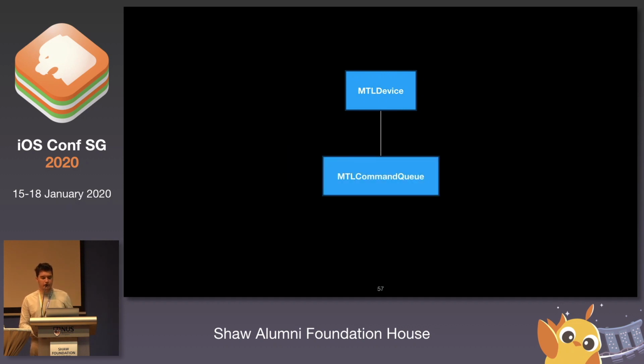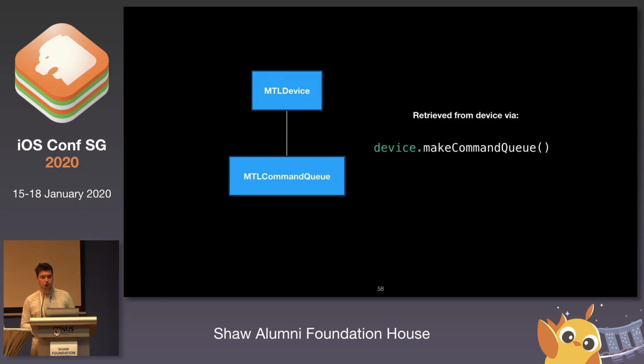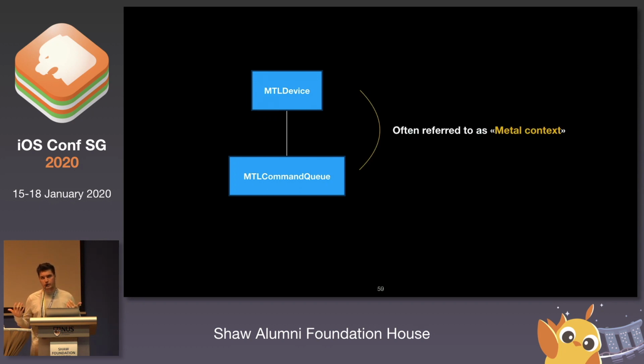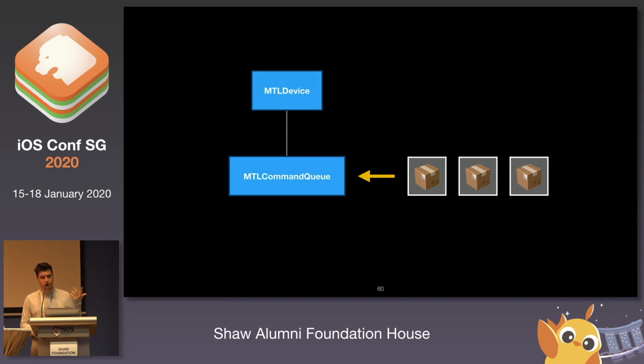And the next key object is the command queue. The command queue is something you can create out of the device. You just call a method called makeCommandQueue, and this pair is often referred to in the Metal context. So these are the two core objects that you need to actually process something on a GPU. The command queue is the basic queue from computer science that you all know. You can submit something there, and it will be executed in the order that it was submitted.